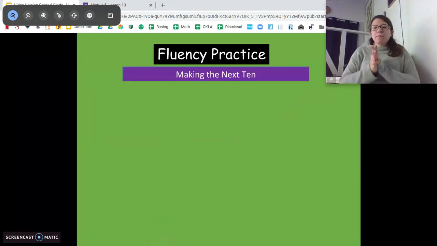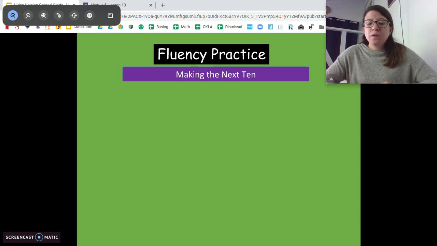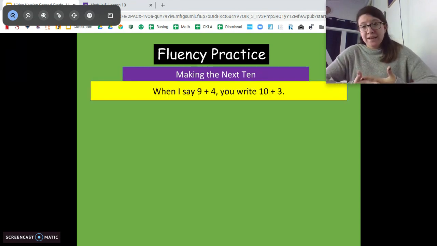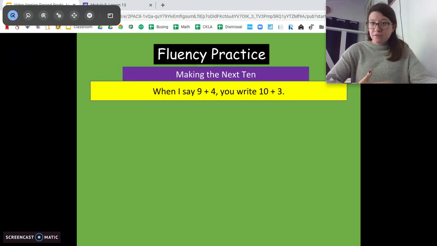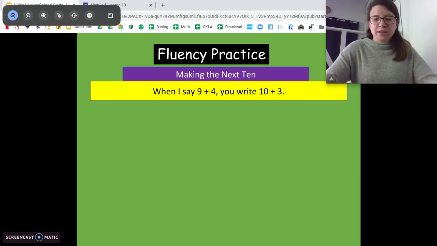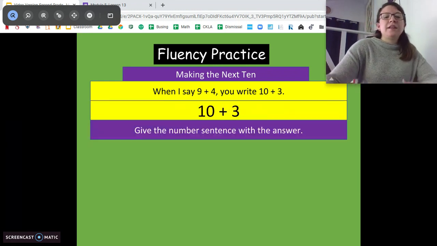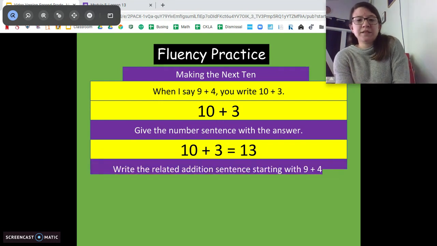All right, put your paper away. We're just going to do some quick fluency practice making the next 10. Okay? So when I say 9 plus 4, you say 10 plus 3. Remember the strategy? It's good practice for us. And then you're going to tell me what the answer is.